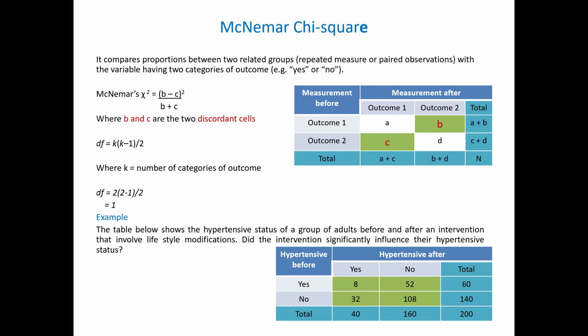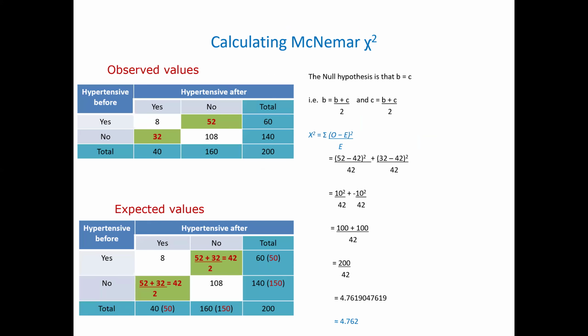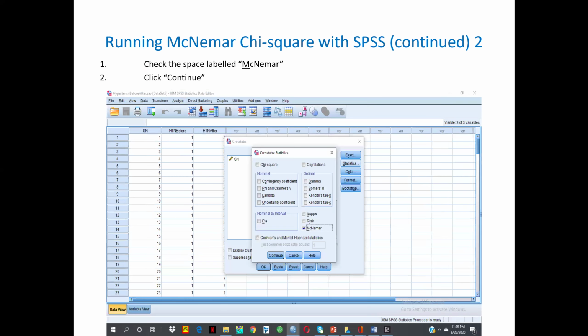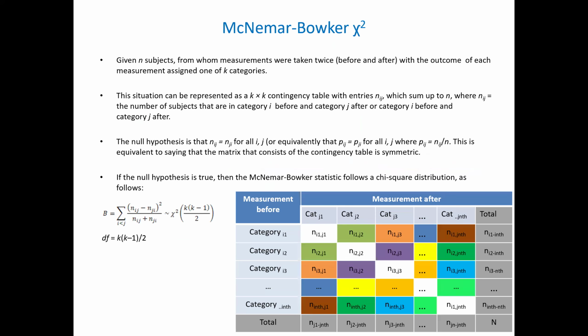So 32 and 52 are the discordant, because 52 was hypertensive, yes, before and became non-hypertensive, no, after. 32 was non-hypertensive, no, before and became hypertensive, yes, after. Can't you see? So 32 and 52 are discordant, and that's what we use. The concordant are 8 and 108. Is it clear now? Is it clear to people? I need a chorus answer. I understand it myself. Any other person?